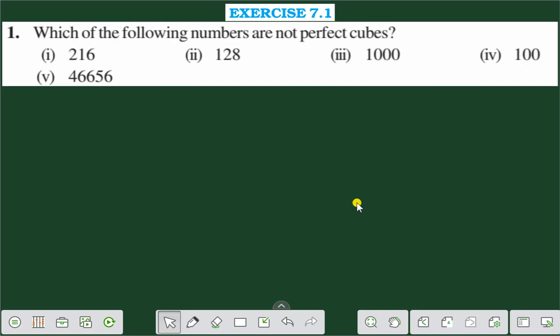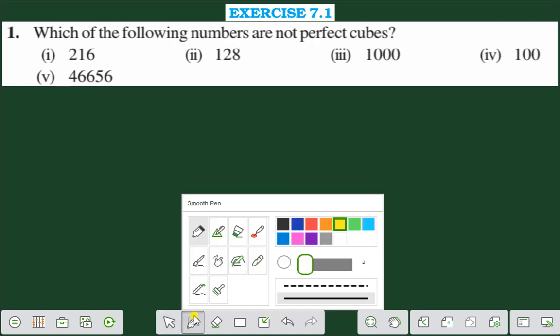Hello everyone. Today we shall discuss exercise 7.1 question number 1. Which of the following numbers are not perfect cubes? Let us find.